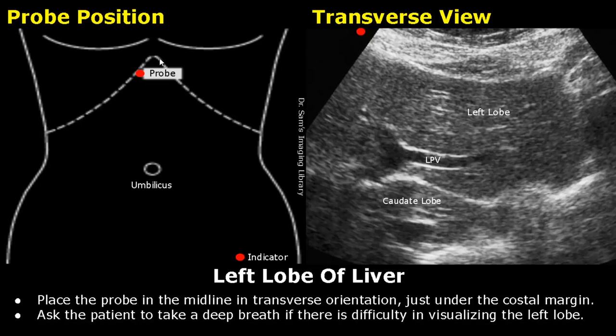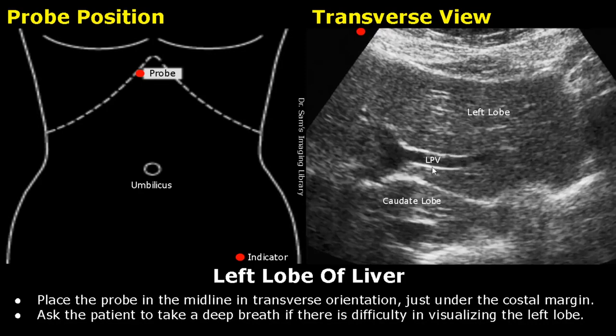These dotted lines represent the right and left costal margins. This is the umbilicus. The patient is in a supine position. The probe is placed in the midline in transverse orientation, just below the costal margin, and you will see the left lobe in transverse view. This is the left lobe, and we can also see the left portal vein.